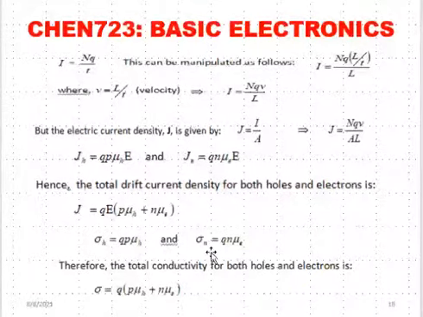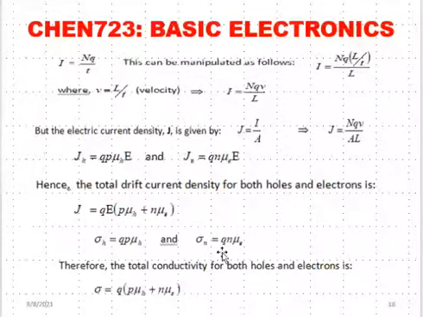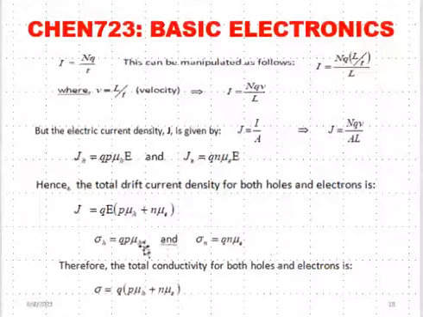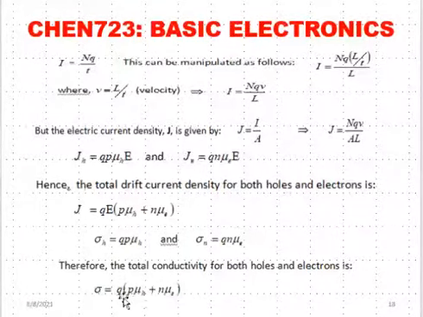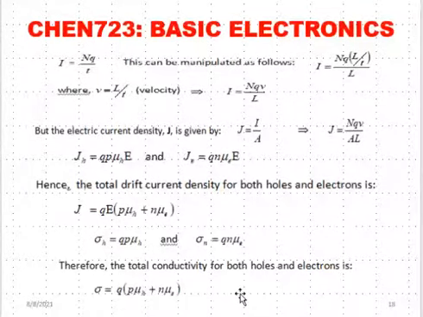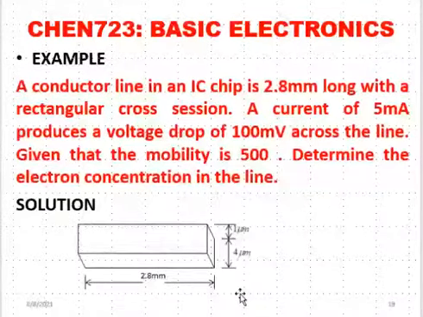sigma H equal to Q P mu H, and for the electron, sigma N is Q N mu E, where Q in each case is the charge of electron, N is the number of electrons, P is the number of holes, and the mu is for the holes and the electron respectively. If you add these two, the total electric conductivity is given by Q, because you can see Q is common here and here. We factorize it out, then we have P mu H plus N mu E.